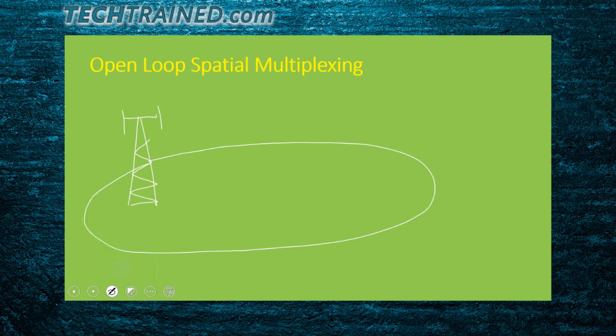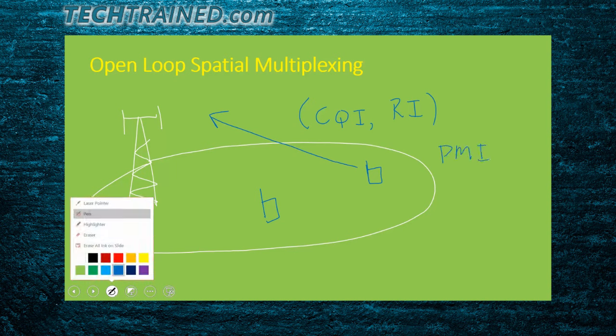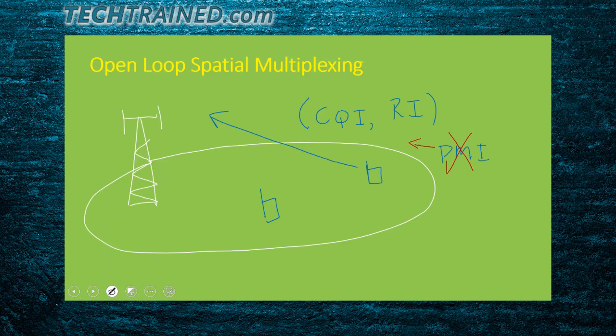Open loop spatial multiplexing is similar to closed loop spatial multiplexing. The only difference is in this case UEs are only going to report the CQI value to the eNodeB and then the rank indicator. That's it. The UE is not going to send any PMI value back to the eNodeB. So that means in this case the UE does not have to go through the long computation of calculating a PMI value and recommending it back towards the eNodeB. No PMI value being sent. That's why I put a cross here. So based on this scenario, open loop spatial multiplexing is being used in case of high mobility scenarios.